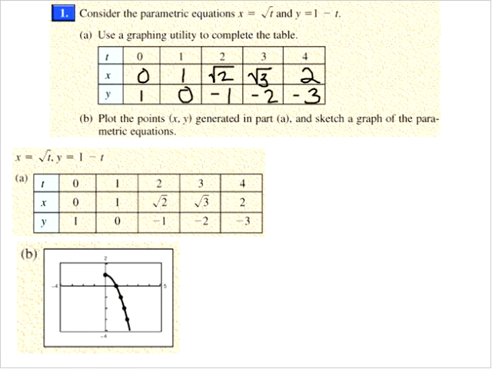Now what we do to sketch our graph then is we look at the x, y as an ordered pair. So I can start by plotting the point (0, 1). And then I can plot the point (1, 0), (square root of 2, -1), (square root of 3, -2), (2, -3). And then you can just connect your points to see your graph.